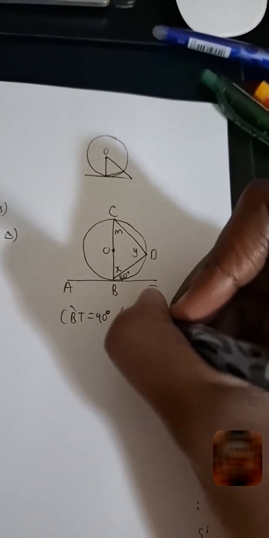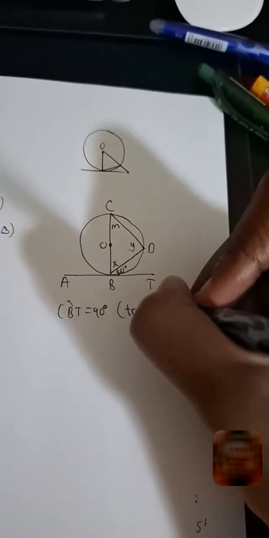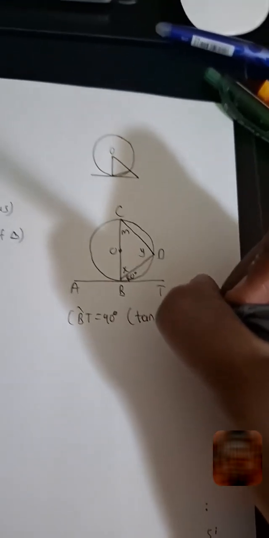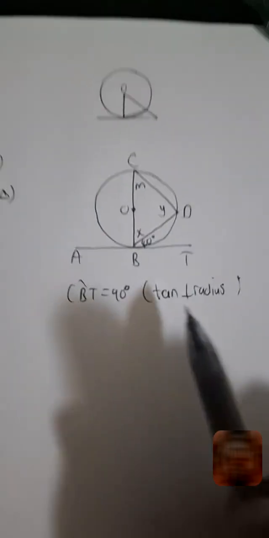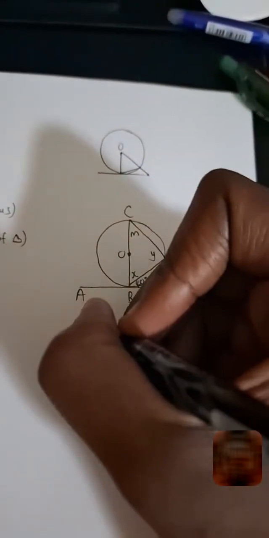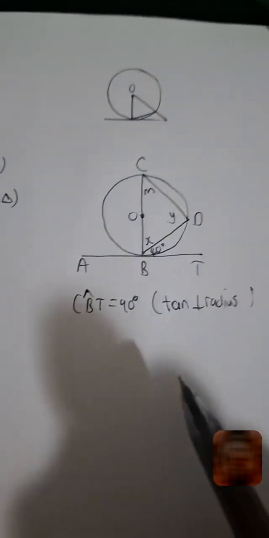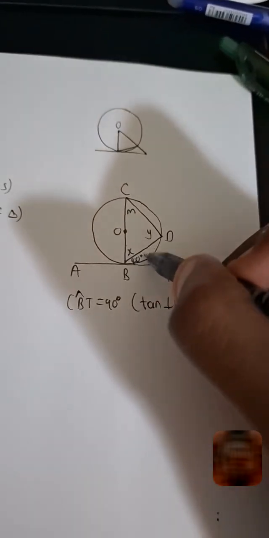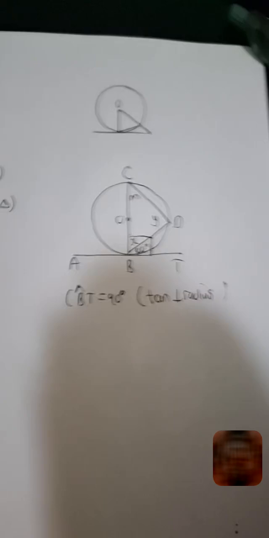Let's just formalize it: a tangent is perpendicular to the radius. Thank you so much, I understand you. Okay, let's move on. So that means this one is 90.